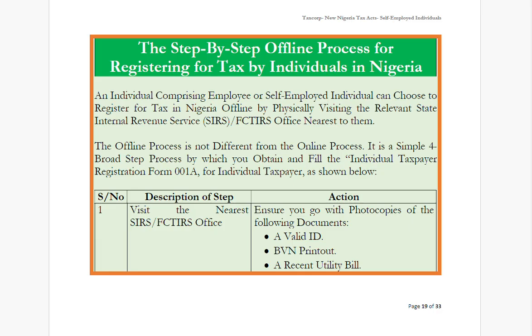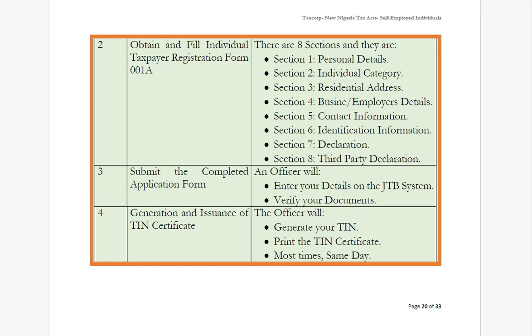Step 1, there are 3 columns here: the serial number, description of step, and action. Step 1, visit the nearest State Internal Revenue Service or FCTIRS office. Ensure you go with photocopies of the following documents: a valid ID, BVN printout, a recent utility bill. Step 2, obtain and fill individual taxpayer registration form 001A.